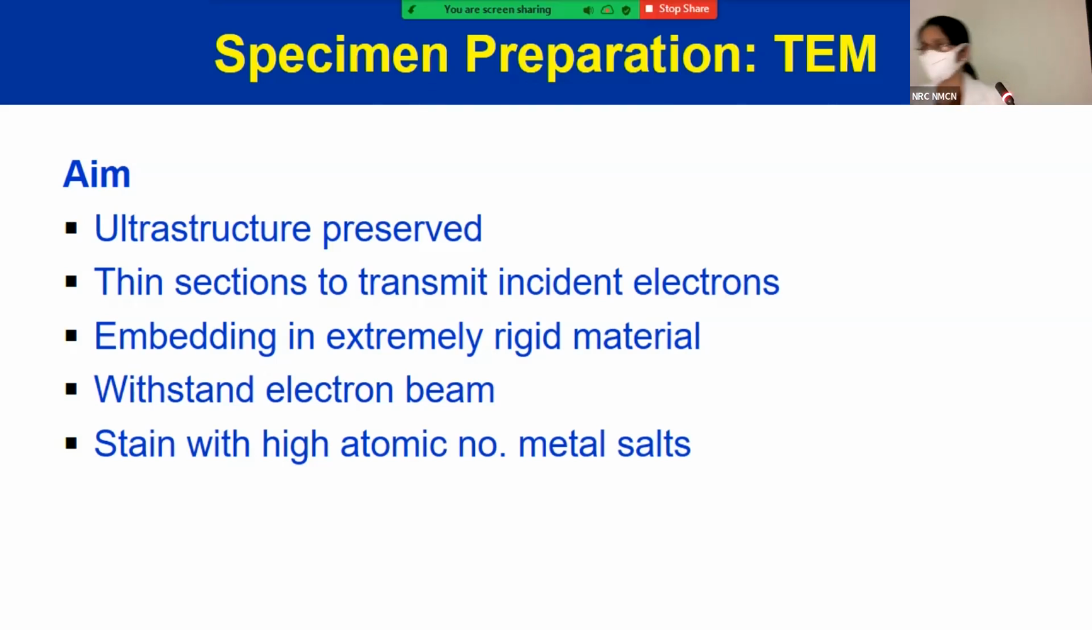So the aim of specimen preparation is that the ultrastructure should be preserved. The section should be thin because, as I said, 50% of the electrons should be transmitted. Embedding should be in a material which can withstand the electron beam. And we need to stain with high atomic weight metal because we want the electrons to be scattered also, transmitted and scattered at the same time. So that is why we need to take into account these things when we process for transmission. And that is why it takes time as compared to a light microscope.